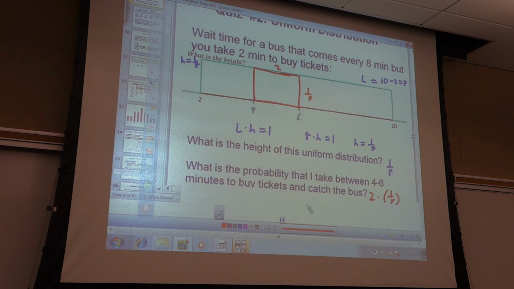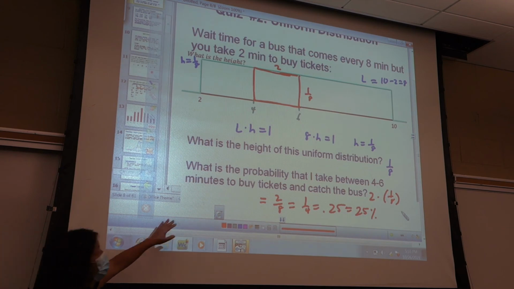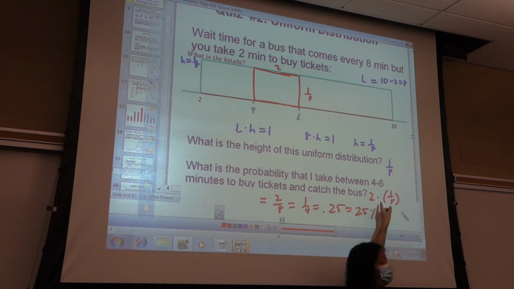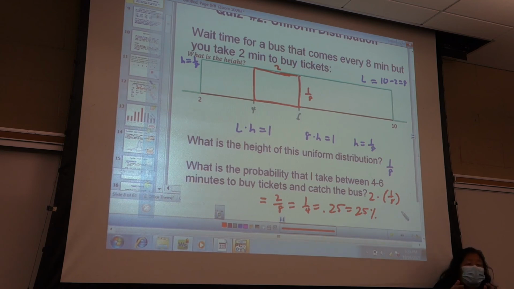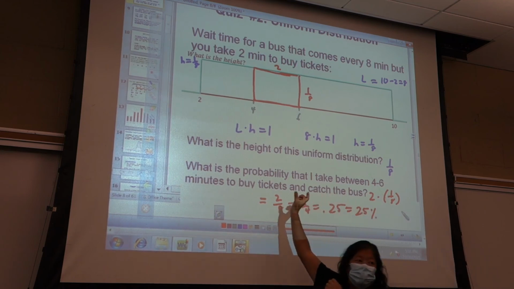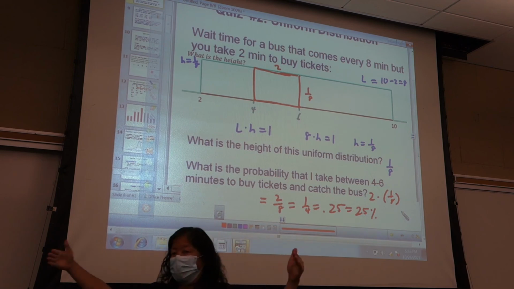And I'm fine if you write 2/8, I'm okay with that. If you write 1/4, I'm okay with that. If you put 0.25, I'm okay with that. If you put 25%, fine too. Any one of those answers is perfectly acceptable. I just want to make sure you understand this concept: the height times the little length. I call that the little length that I want, little L, as opposed to the whole length, big L.